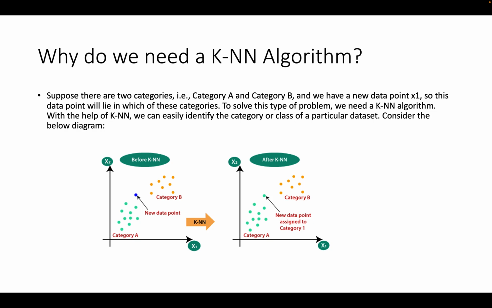x1, x2, category B, category A is green, category B is yellow, new data point is blue. Now how do we define what it is? Now because it is closest to category A, it is category A is what KNN does, and it assigns it to category A. That is how it adds new data. That is how it's training itself.